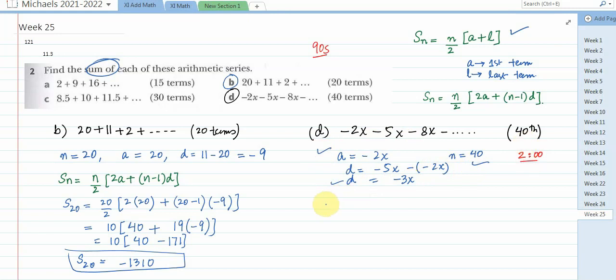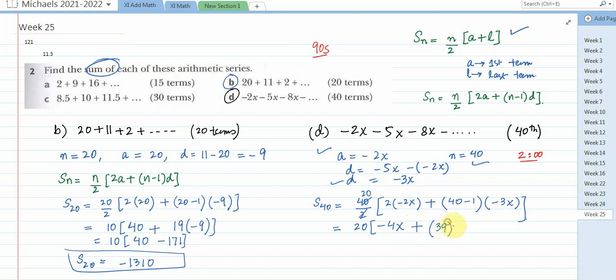Alright, at first I need to write down the working formula, which says S_n, where n is 40, is equal to n upon 2, that means 40 divided by 2, times (2a, where a is minus 2x, plus (40 minus 1) times d, where d is minus 3x). We can simplify. 2 ones are 2, 2 twenties are 40. Inside the bracket it will be minus 4x plus 39 times negative 3x.